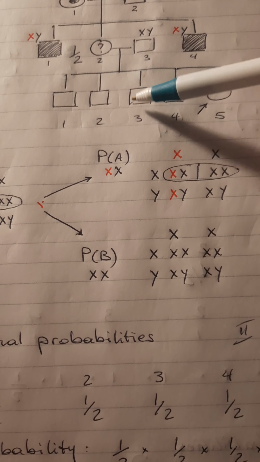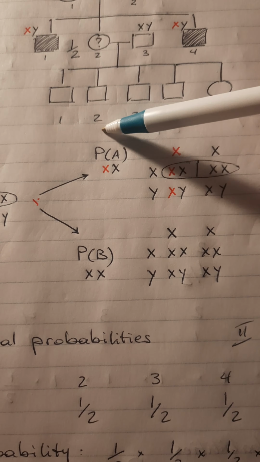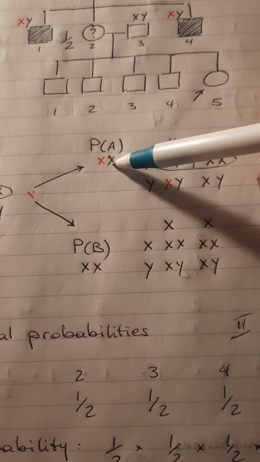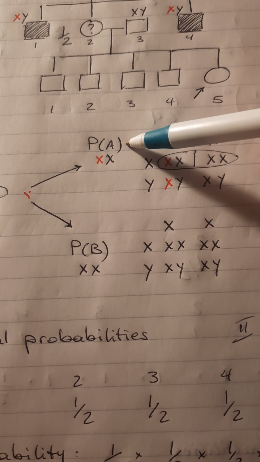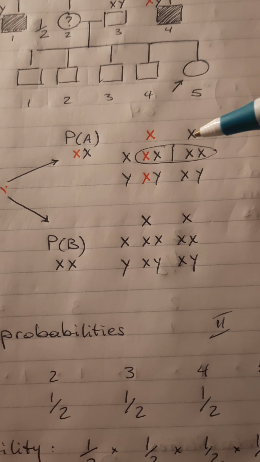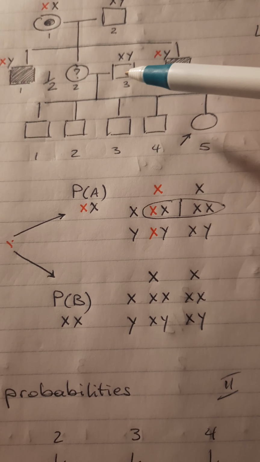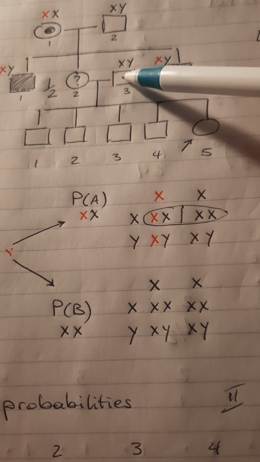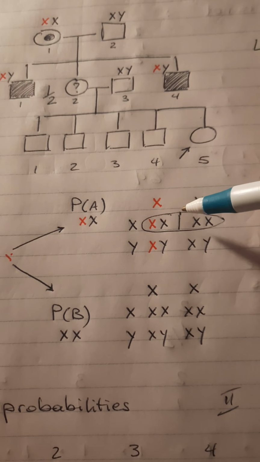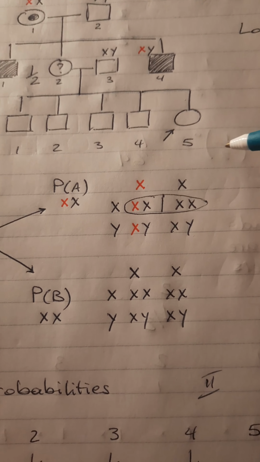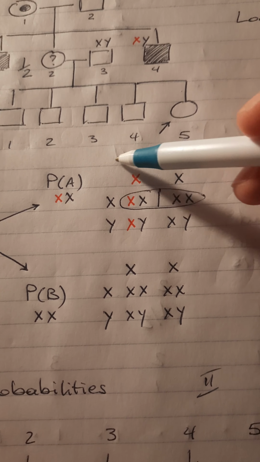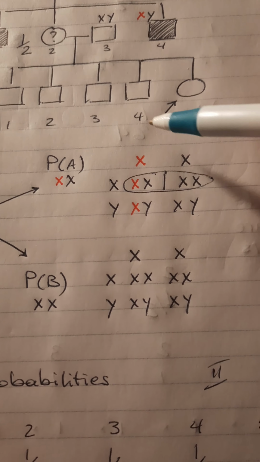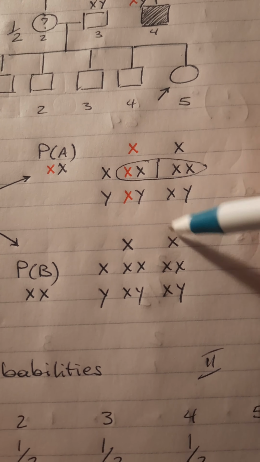So let's divide them into two cases. So this is her mom being a carrier, and this is her mom not being a carrier. So 1/2 chance for probability A, 1/2 chance for probability B. Now her mom had children with somebody who was not affected. So this is what the probability for their children was, this if she was a carrier, and this if she was not a carrier.